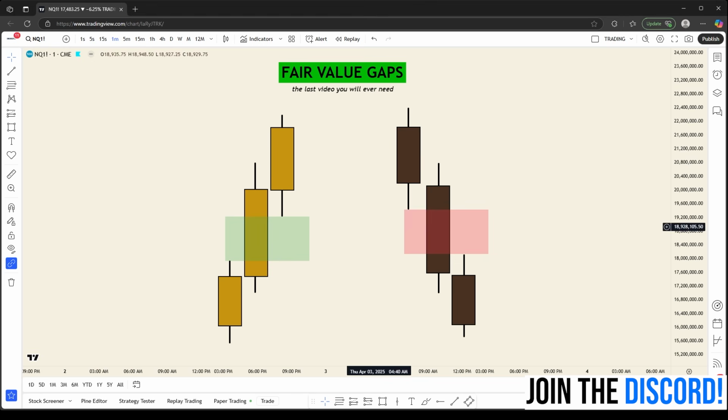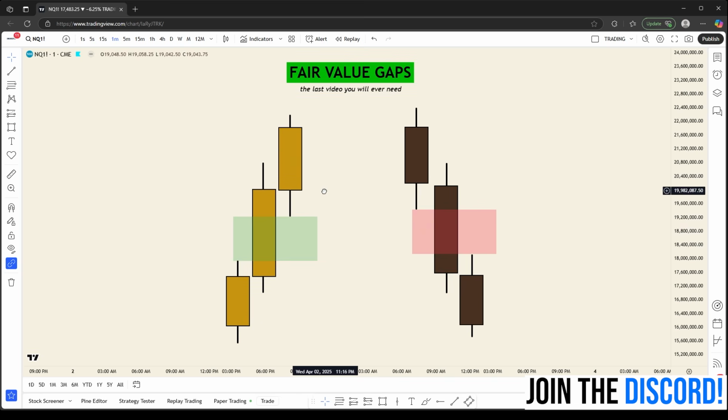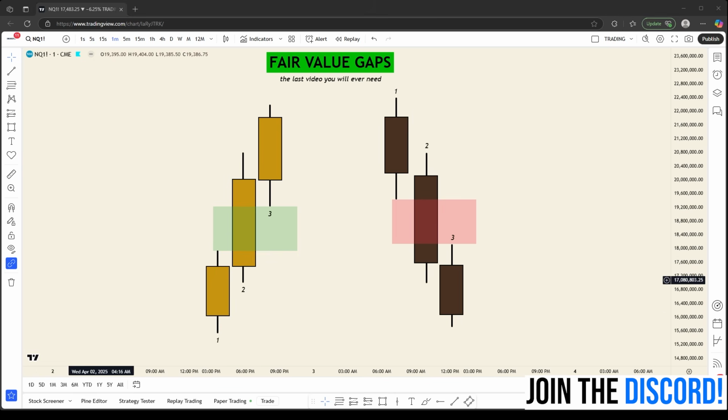So what even are fair value gaps? At the very lowest level, it's a very, very simple thing. It's borderline a candlestick pattern, and it's just 3 candlesticks. Here we have an example of a bullish fair value gap and a bearish fair value gap. So whenever you're looking for a fair value gap, again, it's just a 3-candle pattern.